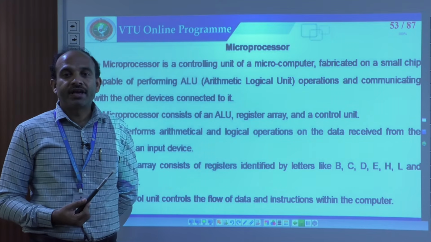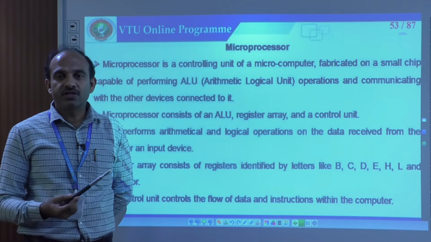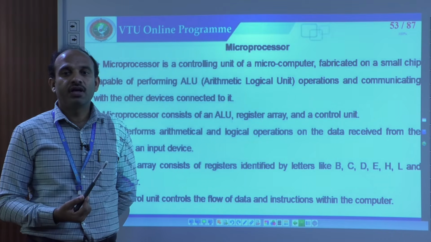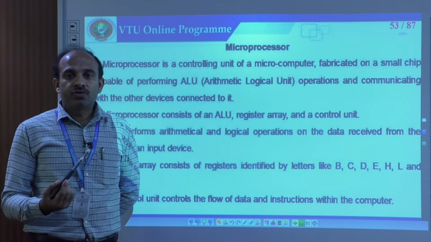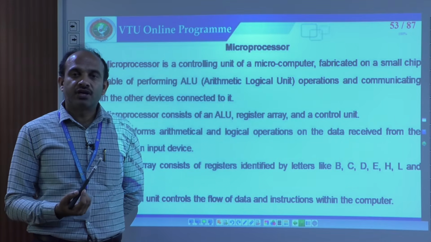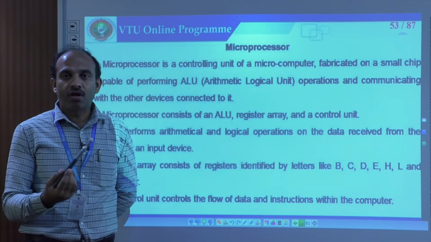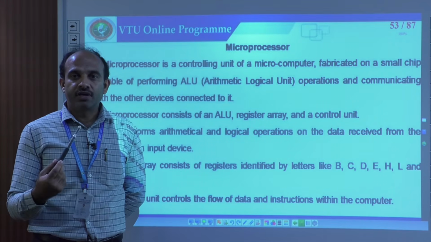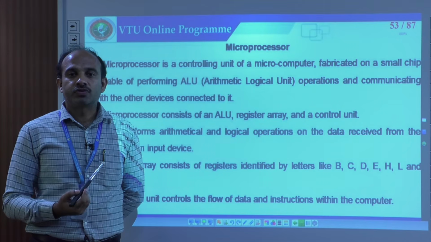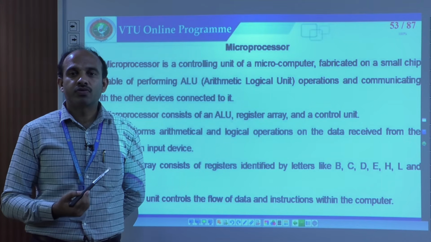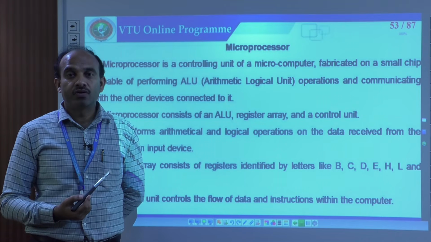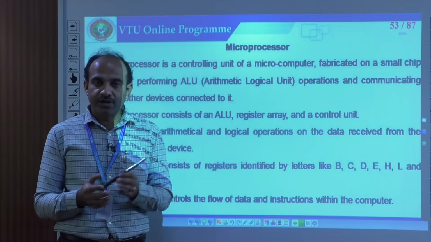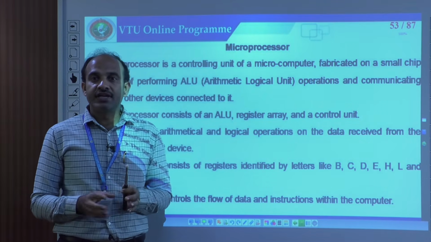First, the microprocessor. Again, a microprocessor is the controlling unit of a computer, right. How do we know the importance of the control unit? Overall coordination and overall data control happen through the control unit. The same is taken care of by the microprocessor, so we call the microprocessor the controlling unit of a computer.